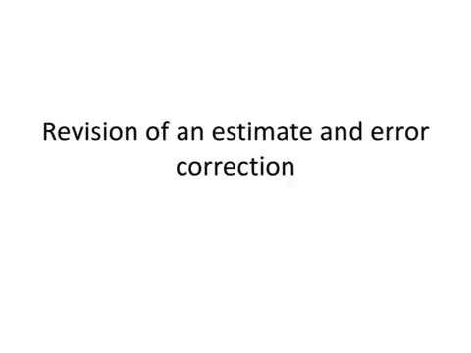This video looks at two learning objectives from Chapter 11. The first deals with revision of an estimate related to property, plant, and equipment or intangibles, and the second deals with error correction. These are topics that we looked at briefly back in Chapter 4.